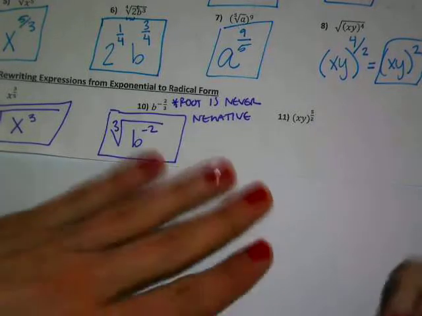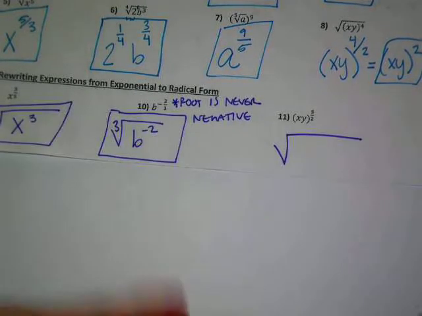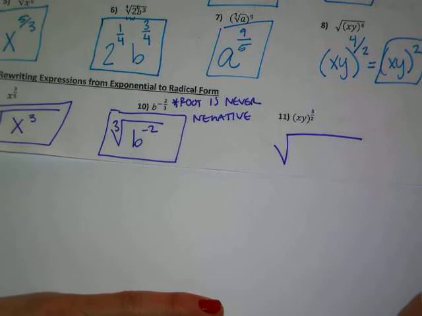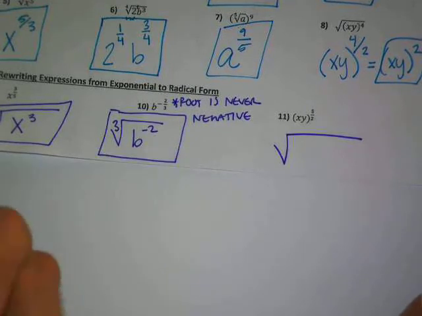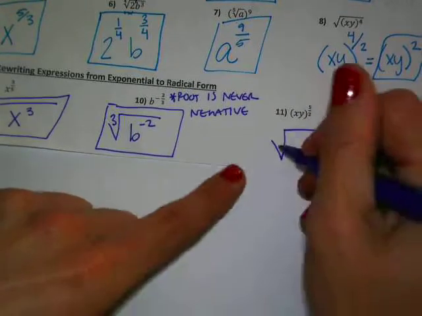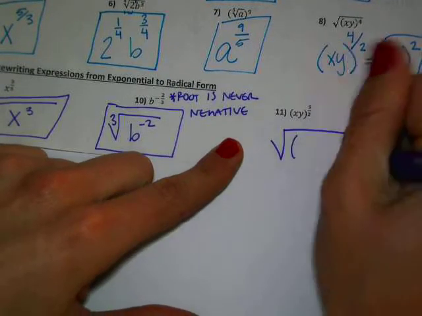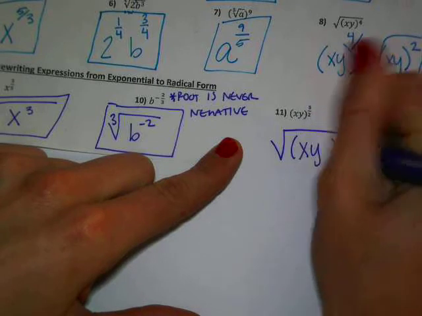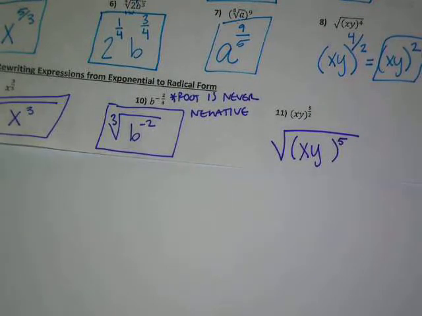All right, on number 11, what's my root? 2. Do you have to put the 2 there? You don't have to, because if it's not there, it's an understood square root. So you don't have to put the 2 here. If you want to, you could. And then what is my power? 5. Make sure you don't lose your parentheses here, because all of x, y is part of this. Like parentheses are right here, so they stay right there.